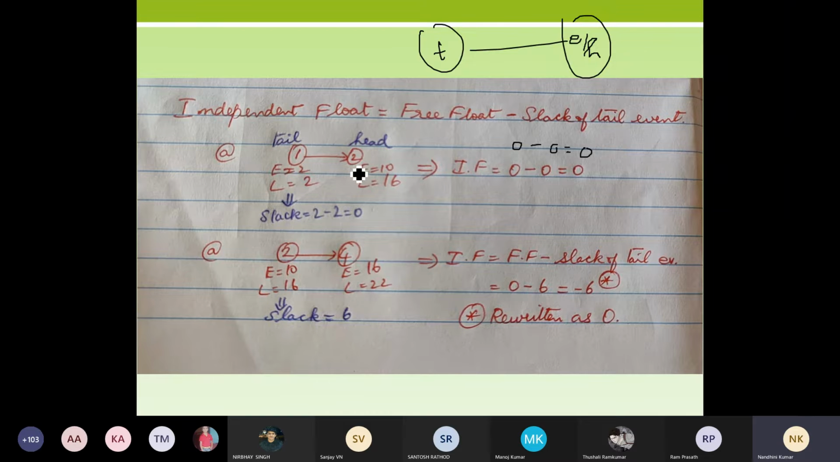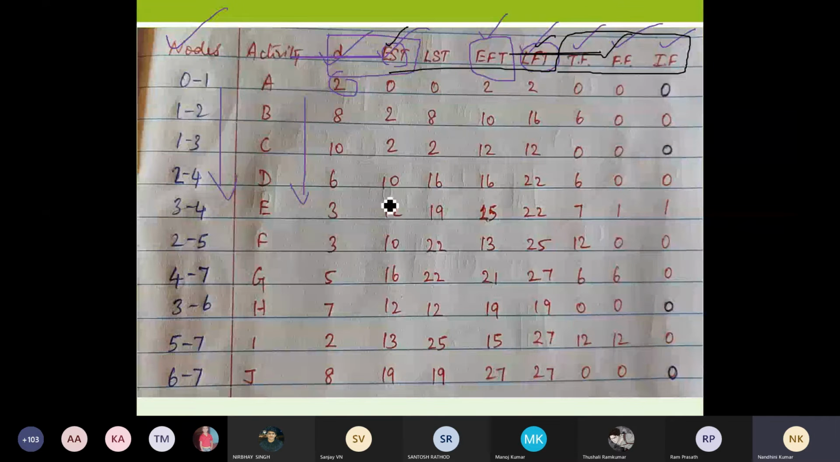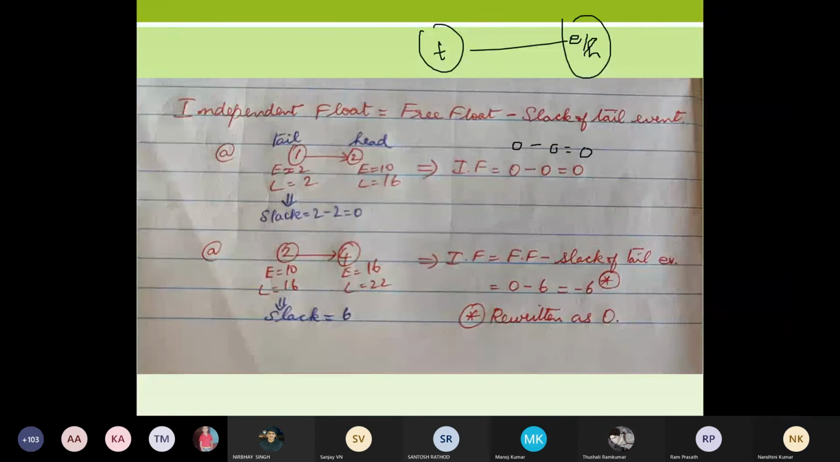And this is for my node 1 to 2, and again for my 2 to 4. For my activity 2 to 4, at this location, I'm going to calculate my independent float. For calculating my independent float, I have to choose the formula free float minus slack of tail event. My free float is already 0. I have calculated. Now I'm going to calculate my slack of tail event.